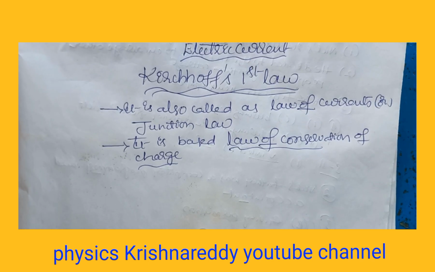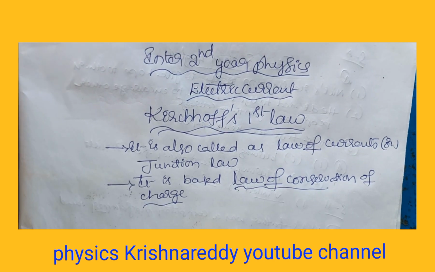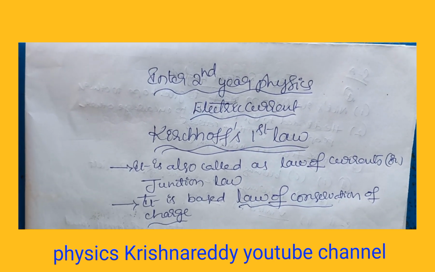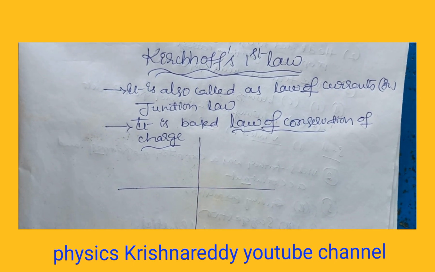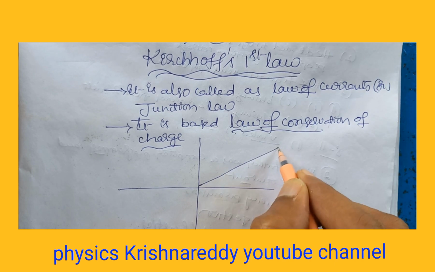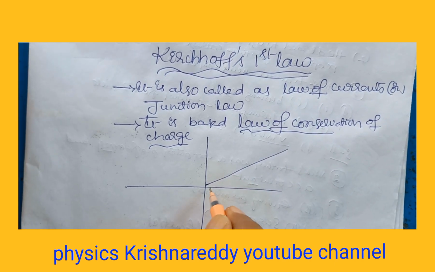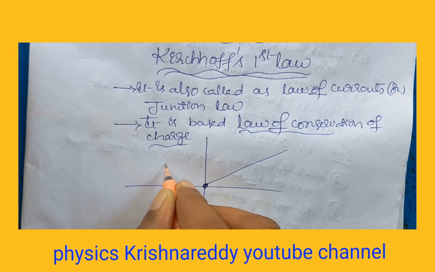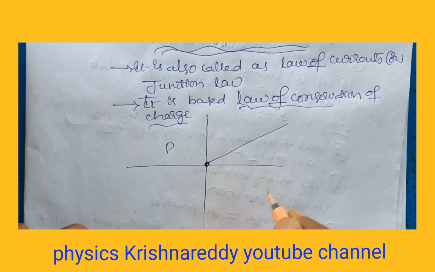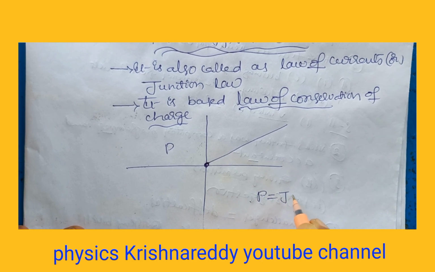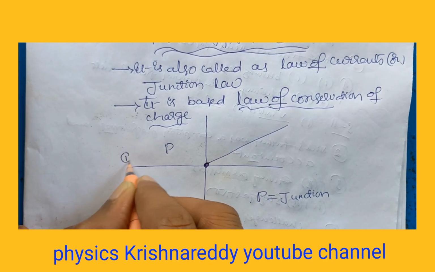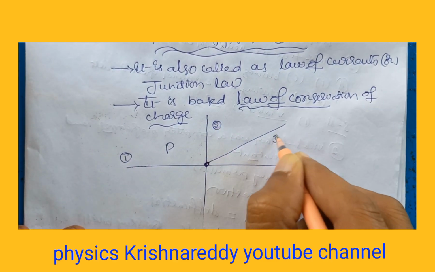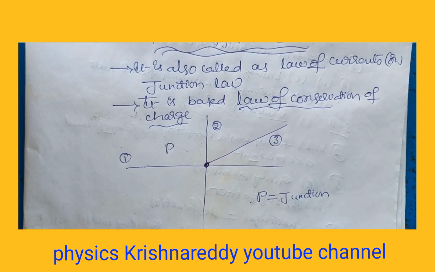Similarly, in the transfer of electric current in a circuit, suppose 2 or more wires are meeting at a point, it is called a junction. For example, we are taking electric wire 1, electric wire 2, and electric wire 3. So 3 wires are there, all meeting at a point P. So this P is a junction where electric wire 1, electric wire 2, electric wire 3 meet.